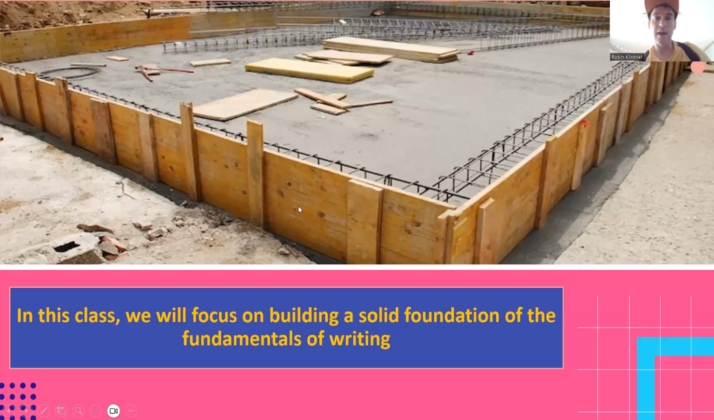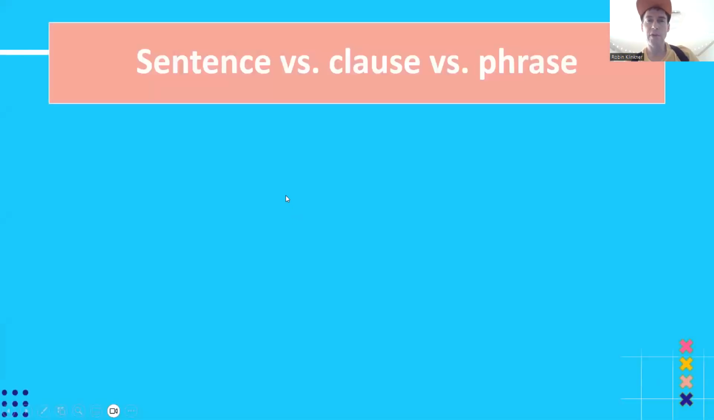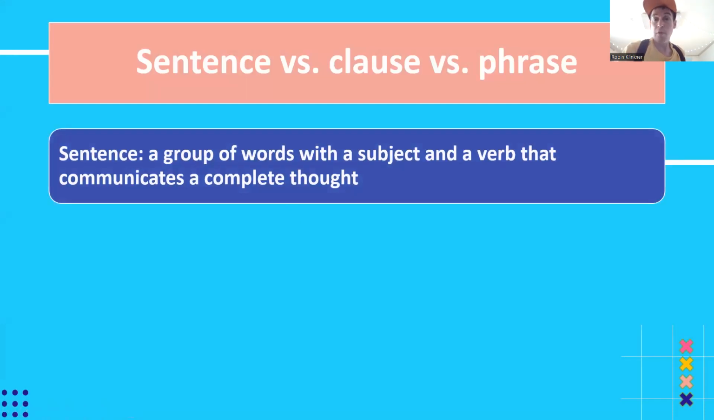So let's start focusing on the fundamentals, the basic building blocks of writing, of language. Let's focus on the difference between a sentence, a clause, and a phrase. What is a sentence? A sentence is a group of words with a subject and a verb, and it communicates a complete thought, a complete idea. We use sentences thousands and thousands of times every day.